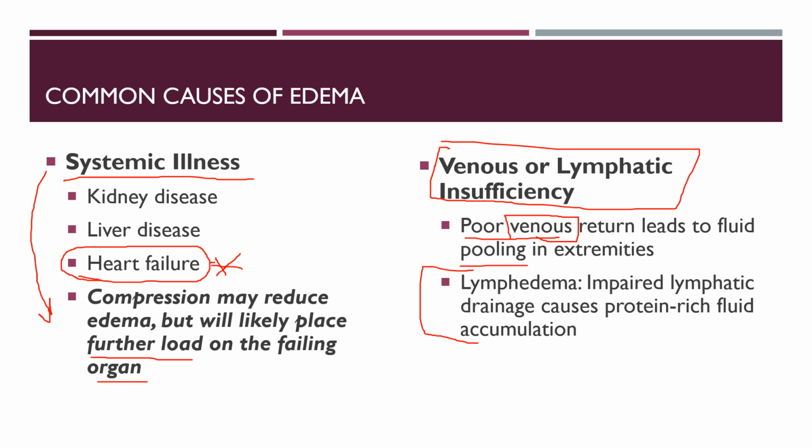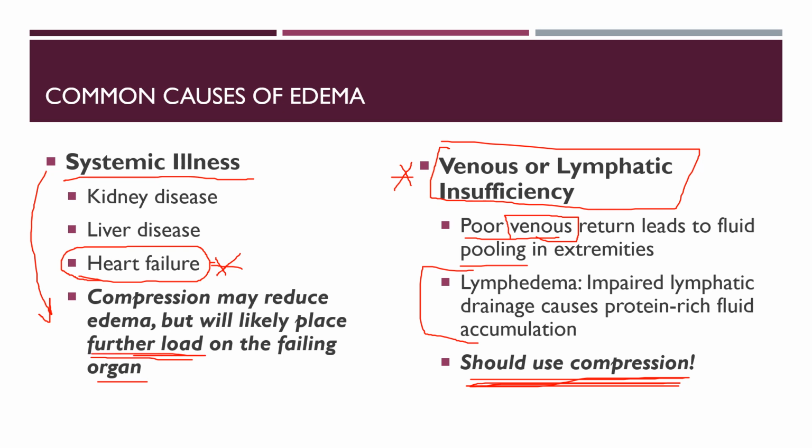But when we have venous insufficiency or lymphatic insufficiencies, we really should use compression, okay? That's the gold standard that we're looking for. Obviously, we want them to be active as well and not just rely solely on the compression, but we should definitely use compression with those patients, okay? Not so much for our patient with heart failure. We don't want to further overload this already failing organ. So I hope that makes sense to you.